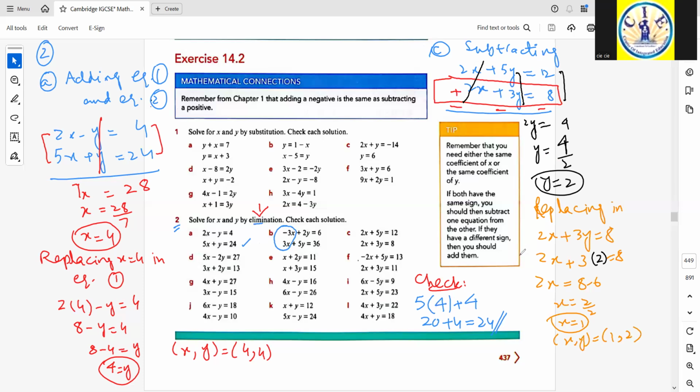And for checking, let me check it also. It is not the requirement of the question normally, but here we need to check each solution. I'm choosing the second equation, 2x plus 3y. 2 times the value of x is 1 and the value of y is 2. We get 2 plus 6, that is equal to 8. Yes, as is the right hand side of the given equation. So this is how we solve these questions.